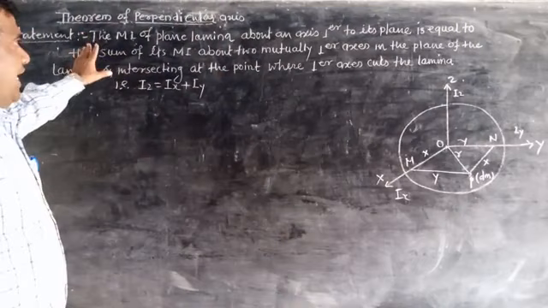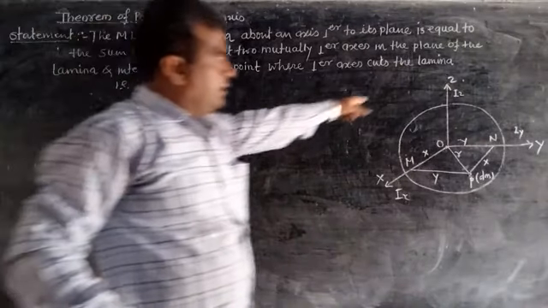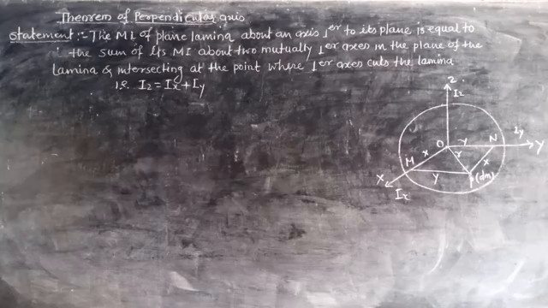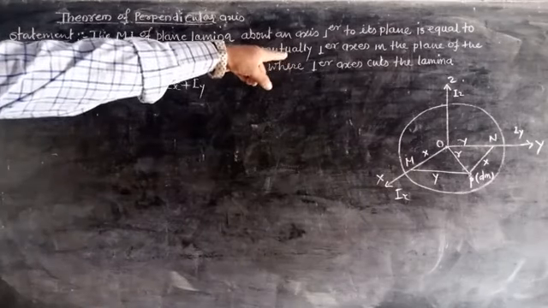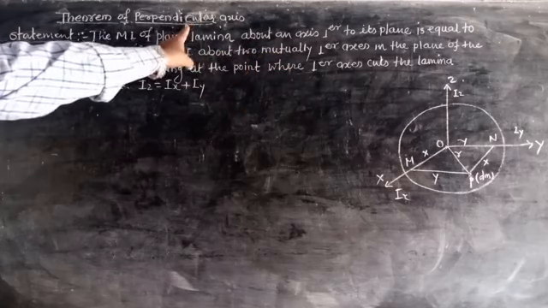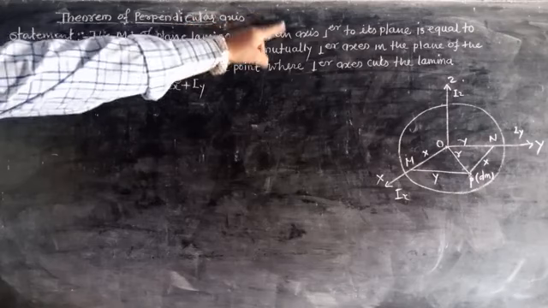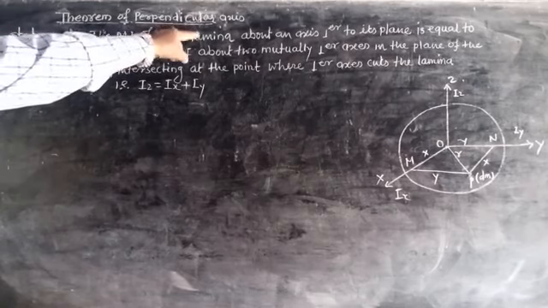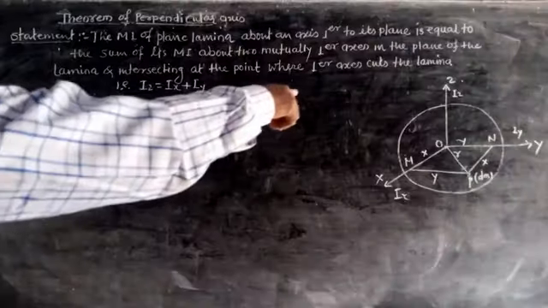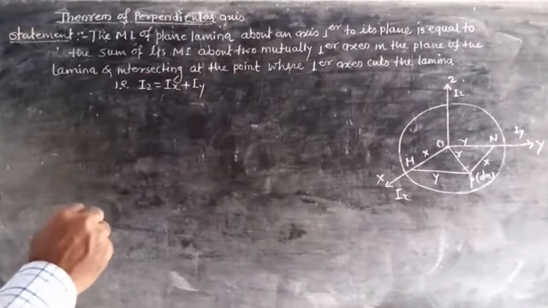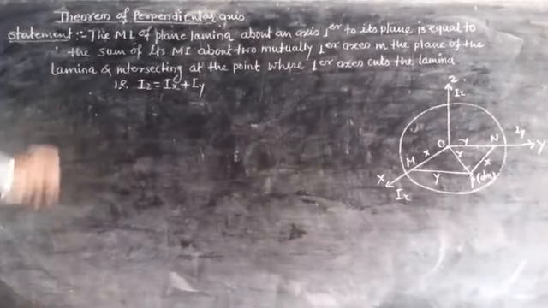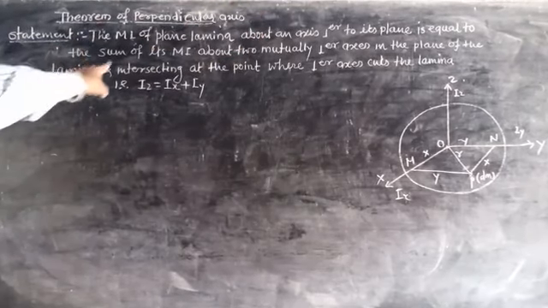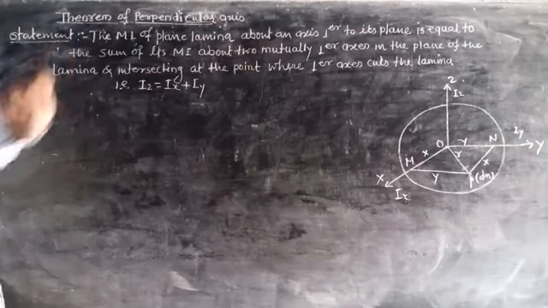This theorem of perpendicular axis states that the moment of inertia of a plane lamina about an axis perpendicular to its plane, that is the z axis, Iz, is equal to the sum of its moment of inertia about two mutually perpendicular axes, the x axis and y axis, that is Ix and Iy, in the plane of the lamina and intersecting at the point where the perpendicular axis cuts the lamina.